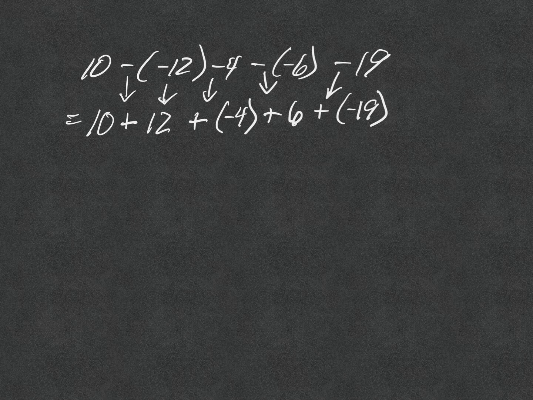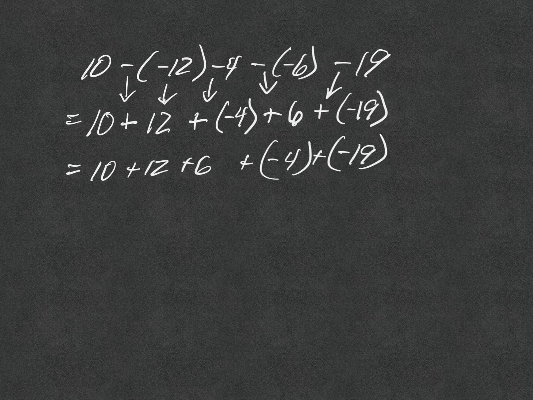So I can use commutativity to get the positives and negatives next to each other, which I would do 10 plus 12 plus 6 plus -4 plus -19. All right? And so this gives 22, 28. And then I can add the two negatives together plus a -23. And so I can see mentally, I can see that on the number line. That's just 5. Okay?